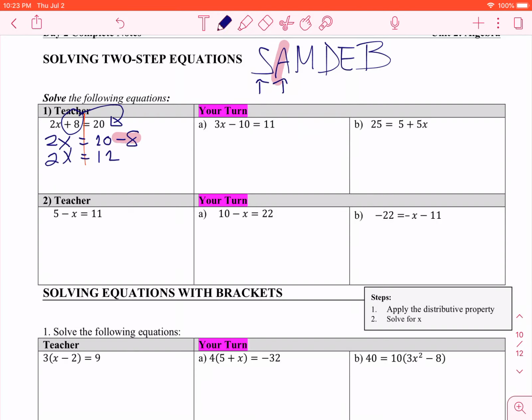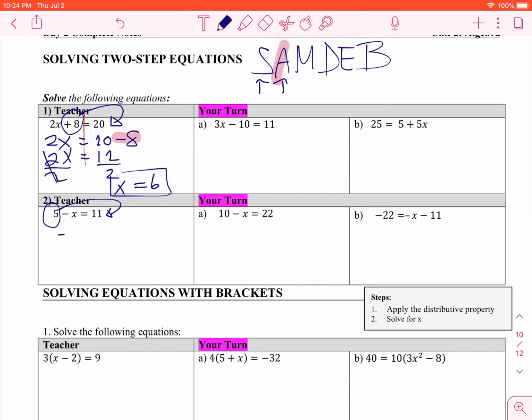Okay, then to isolate for x, I'm going to divide both sides by 2. I should get x is equal to 6. We'll try another one here. So for this one, I'm going to bring the 5 over.